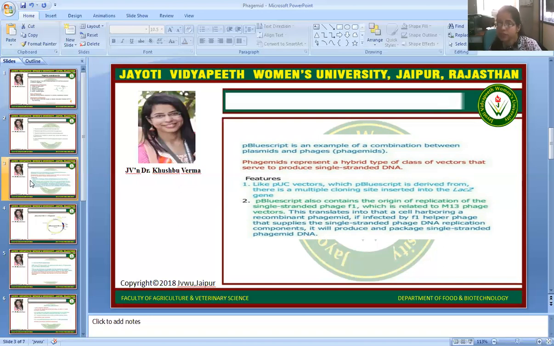If we talk about the features of pBluescript, like pUC vectors, from which pBluescript is derived, there is a multiple cloning site inserted into the lacZ region. pBluescript also contains the origin of replication of the single-stranded phage f1, which is related to M13 phage vectors. This translates into a cell harboring a recombinant phasmid, if infected by f1 helper phage that supplies the single-strand phage DNA replication components, it will produce and package single-stranded phasmid DNA.